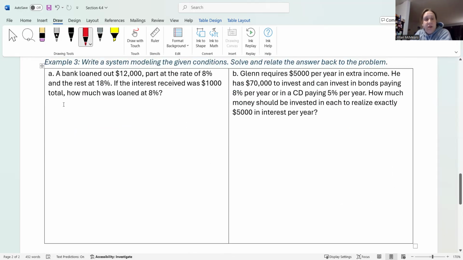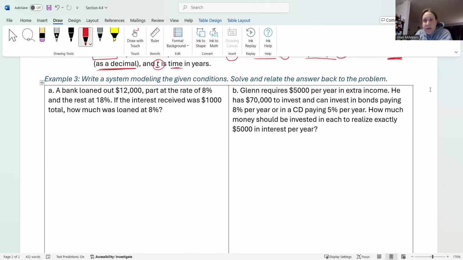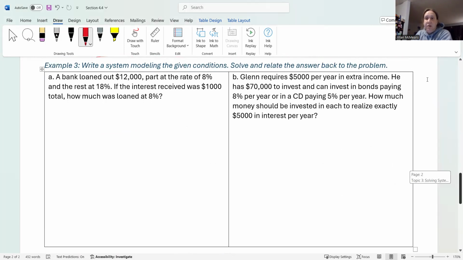Okay, so let's look at this right here. So we're going to look at example 3. It says, write a system modeling the given conditions, solve and relate the answer back to the problem. Okay, so in this case, a bank loaned out $12,000. So remember, we're dealing with a loan versus an investment. It doesn't change the calculation, just that's what we're dealing with is a loan. Part of the money was loaned at 8%, and part was loaned out at 18%. If the interest received was $1,000 total, how much was loaned at 8%?